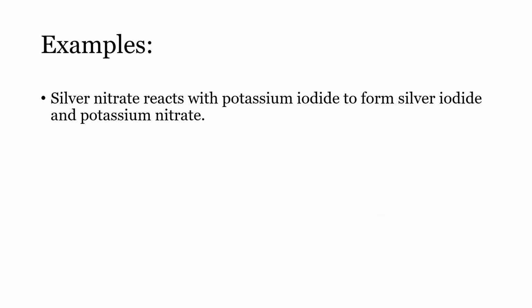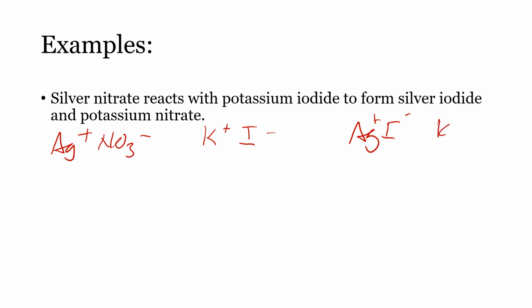Silver nitrate reacts with potassium iodide to form silver iodide and potassium nitrate. Eesh. So you have to know silver is Ag, and it's 1+. NO3, 1- is nitrate. I have potassium iodide, so potassium is K+, iodide is I-. Potassium nitrate is K plus NO3. I did it so we can double check what the numbers are for my subscripts. But luckily for us, for this one, they're all ones all across.